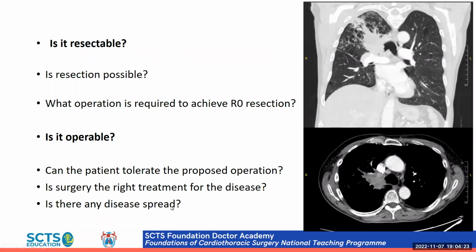And is there any evidence of disease spread? It's not good that you go and operate on a patient and do a big heroic operation without really investigating the patient appropriately, when the patient already has, for example, a liver metastasis or adrenal metastasis. So it's important that you ask yourself these questions all the time. Are you able to remove the tumor without any disease left? Will the patient really tolerate it? Is this the right treatment for the patient, and has the disease spread? So this is how we think about any patient who's coming to us.